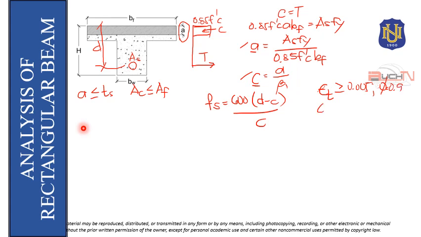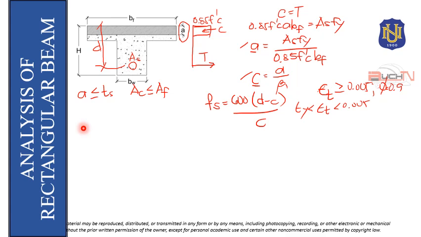But if the net tensile strain is lesser than 0.005, nandun ka sa transition zone or in between E sub Y, nandun ka sa transition zone. So that means kailangan natin i-derive yung equation of a line. So doon natin makukuha yung reduction factor using an equation of the line.